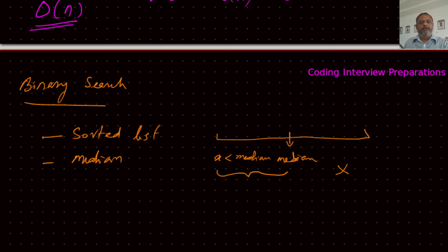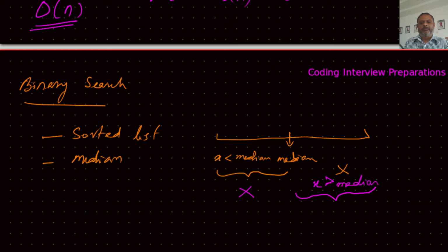On the other hand, if the item you are searching is greater than the median, then this is what you need to worry about. This you need not worry about, because you know that the item you are searching is greater than the median, and you know that the list is arranged in ascending order. So if it is greater than the median, then it has to be somewhere in this part only, so you can neglect this. So this happens when x is greater than the median.